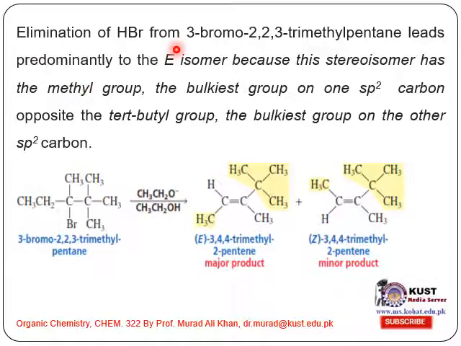Elimination of HBr from 3-bromo-2,2,3-trimethylpentane leads predominantly to the E isomer because this stereoisomer has the methyl group, the bulkiest group, on one sp2 carbon. This is 3-bromo-2,2,3-trimethylpentane.